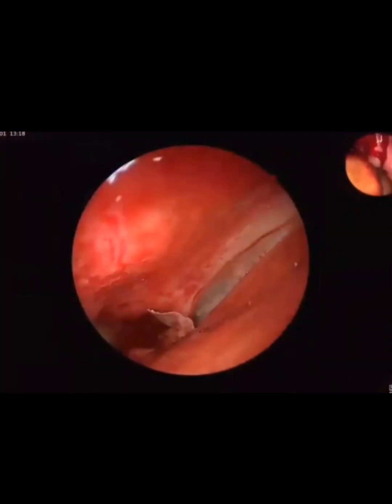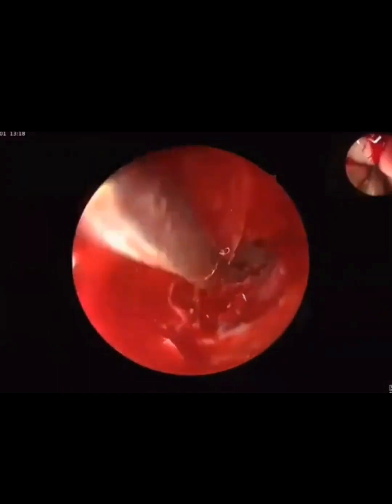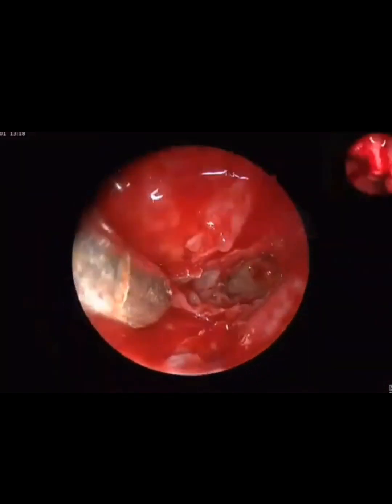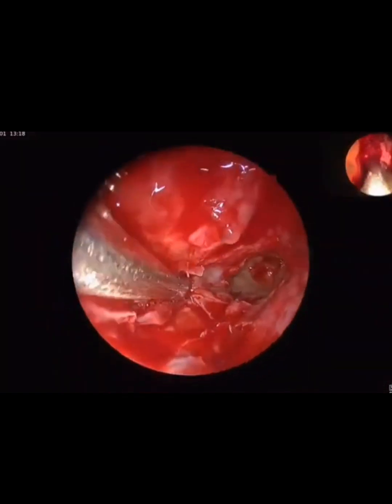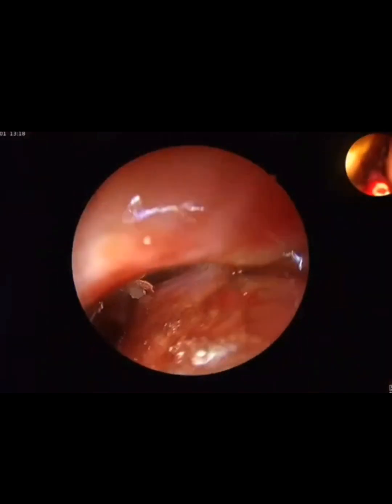Debrider. Yes. Still need to clear this area. See, this is the supraorbital recess area. Still need to clear it.